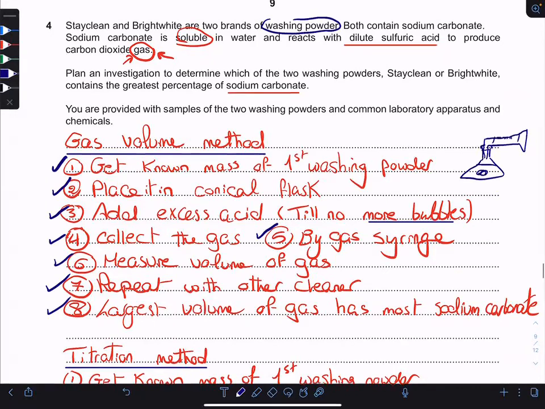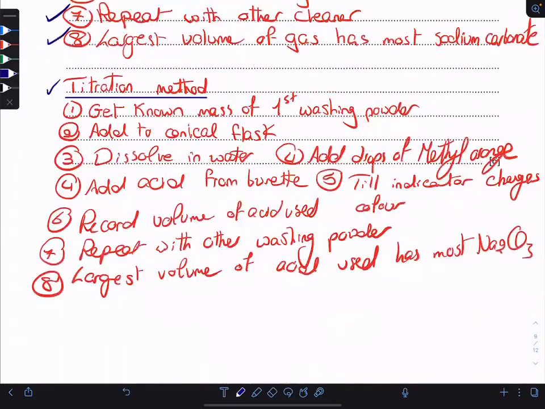Okay, the second method is the titration method. You will get a known mass of the first washing powder in a conical flask and you will dissolve it in water. Most students forget that he said it's a solid, and to do titration you must have solutions. So you will dissolve it in water, then add the indicator. Please never use the universal indicator in a titration. It gives too many colors and makes detecting the endpoint difficult.